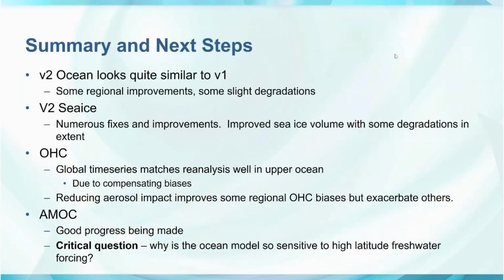So a quick summary. V2 Ocean looks very similar to V1, with some regional improvements and some slight degradations. Tuning GM down did help the circulation and the ocean climatology a bit. The V2 sea ice had many fixes and improvements, with some improved sea ice volume in the northern hemisphere, though some degradations in extent. The heat content matches really well with reanalysis right now, but this is due to really anomalous highs and lows in the 2D fields. The aerosol impact does matter somewhat in certain regions, but it's not the only story in terms of the ocean heat content anomalies.